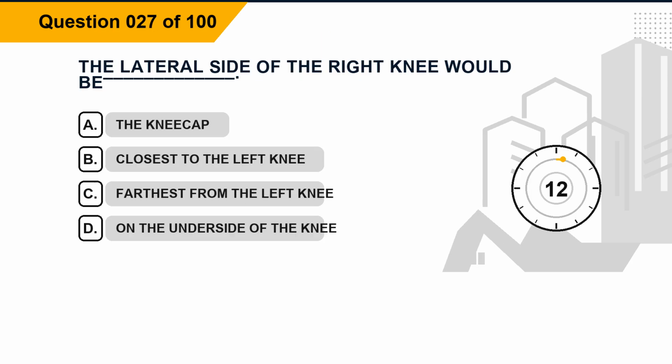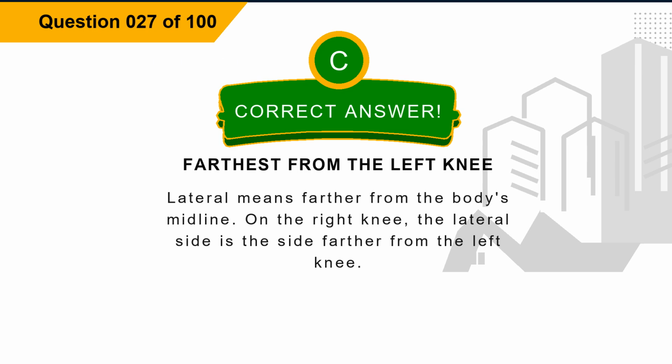Question 27. The lateral side of the right knee would be blank. Option A, the kneecap. Option B, closest to the left knee. Option C, farthest from the left knee. Option D, on the underside of the knee. The correct answer is option C, farthest from the left knee. Explanation: lateral means farther from the body's midline. On the right knee, the lateral side is the side farther from the left knee.